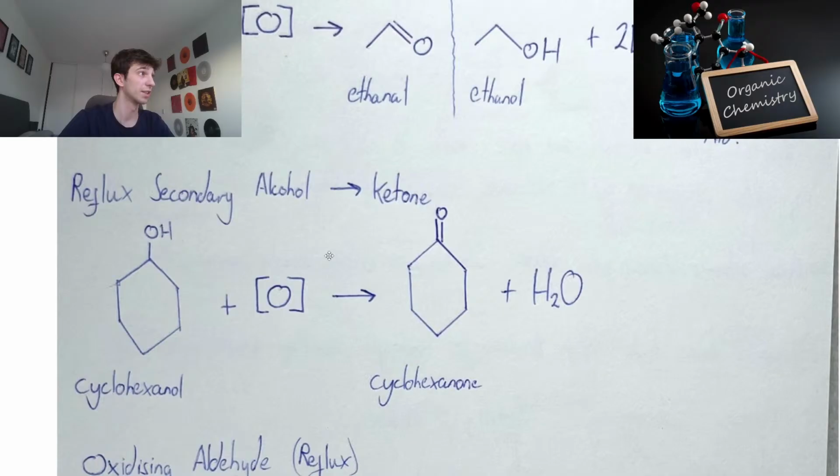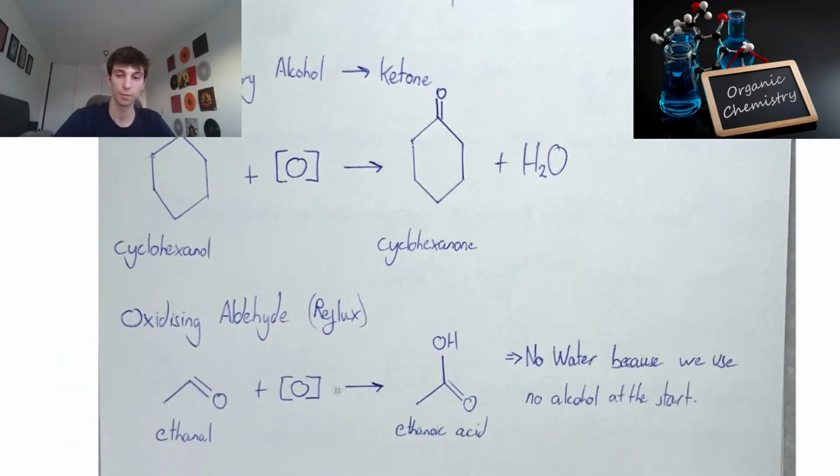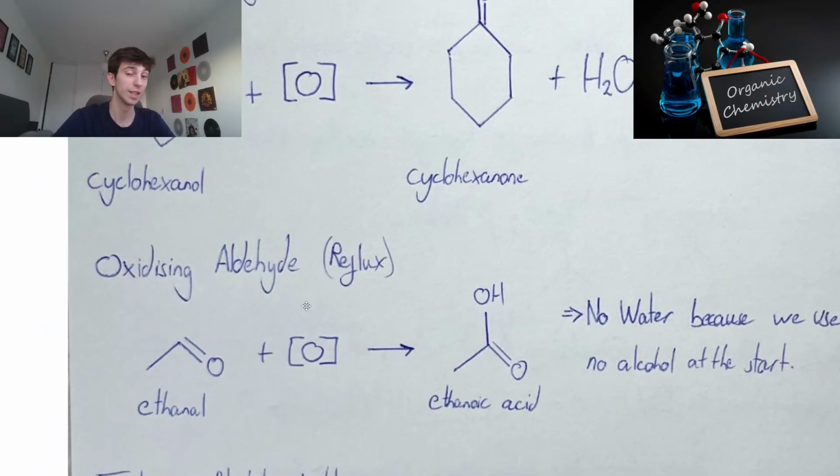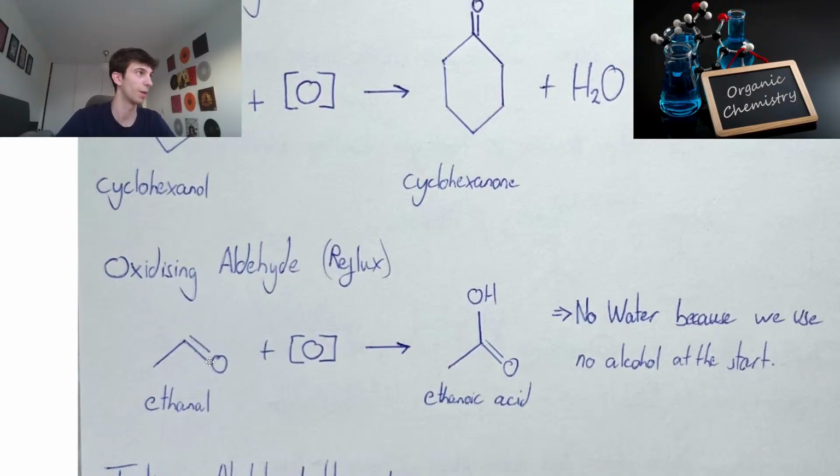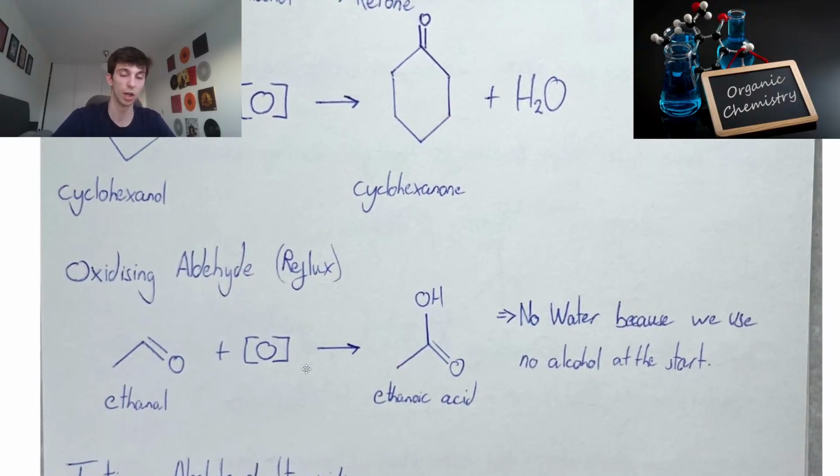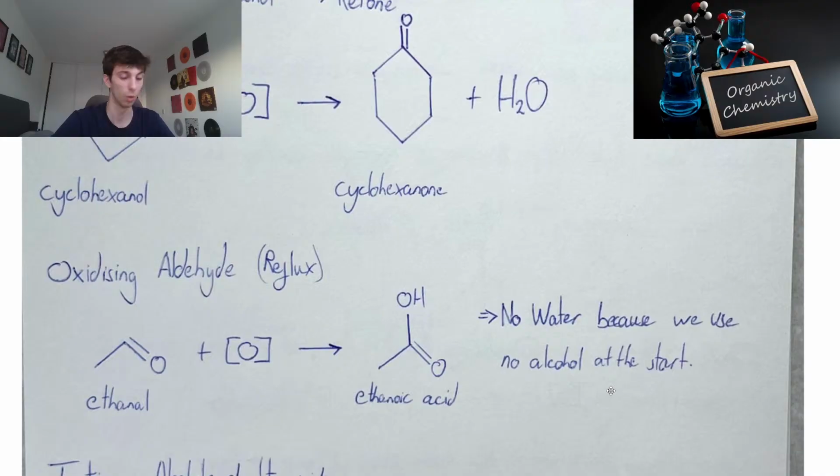So refluxing that secondary alcohol, because an alcohol is involved, we are going to have that product of water. Only a single oxidizing agent, and I'm going to form, in this case, cyclohexanone. This is just one example of a secondary alcohol. So oxidizing the aldehyde, it will be under reflux. We start with, I put ethanal here, just some aldehyde, one single oxidizing agent because it's one step going from the aldehyde to the carboxylic acid, no water because we had no alcohol at the start. Okay?